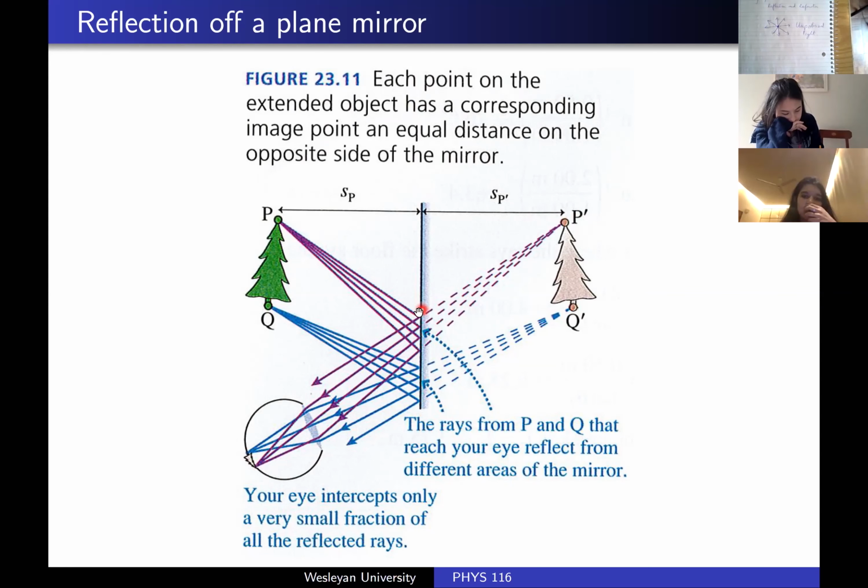The reason I'm emphasizing that they reflect off of different parts of the mirror is that if I cover part of the mirror, if I just block off this part of the mirror, then these light rays won't reflect into my eye. And so I won't see the top of the tree, but I will still see the bottom of the tree. So it only partially blocks the image in this case.